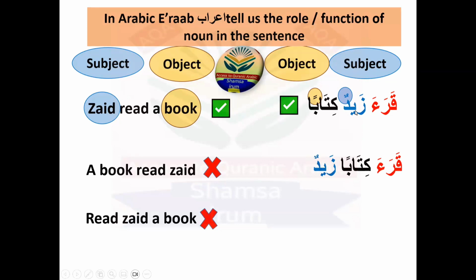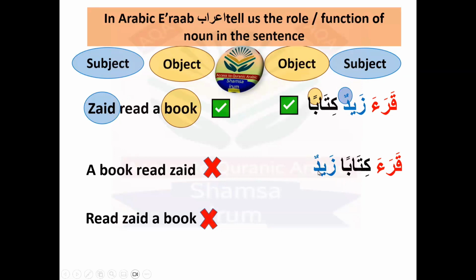Look, in the first sentence Zaid is in the middle, and in the second sentence Zaid is at the end now. And kitaban in the first sentence was the last word of the sentence, and here in the second sentence kitaban is in the middle now, and qara'a is a verb, a fi'l, so it is at the beginning. So does it change the meaning? We will see, inshallah ta'ala.